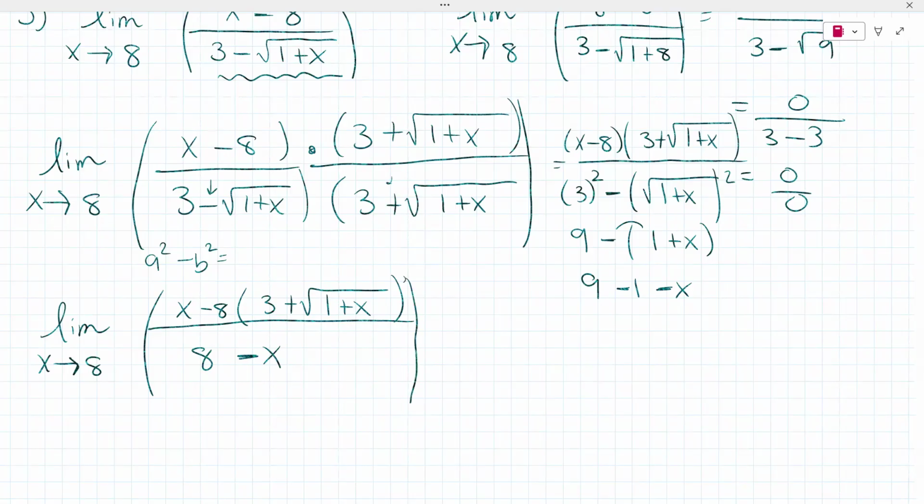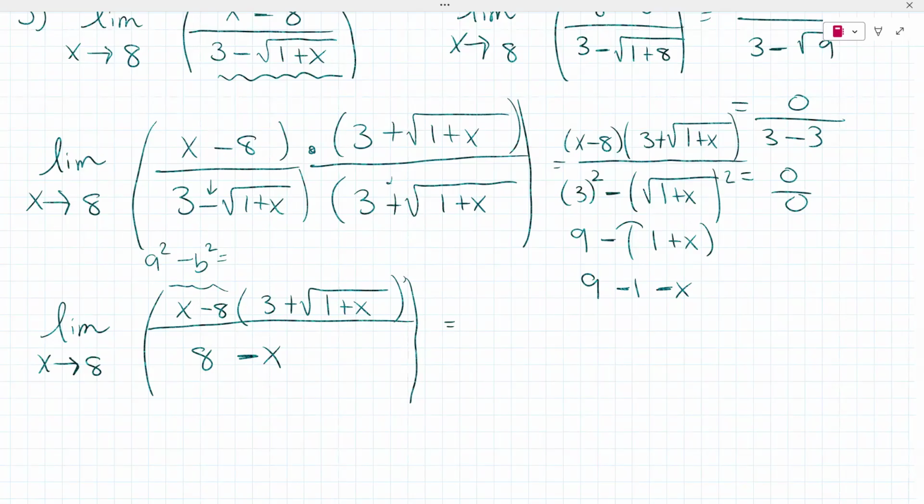If I chug in 8 already, it would still make it indeterminate form. It would make the bottom 0. But there's something else I could do. Do you see this x minus 8 on the top, and on the bottom it's an 8 minus x? Are they the same thing? No, they're not, but they're almost the same, right? What we could do is manipulate. I guess you can manipulate either one, but I'm going to manipulate the 8 minus x.